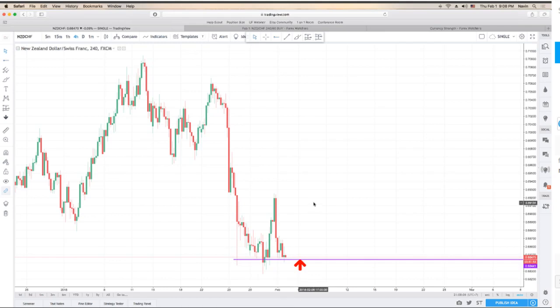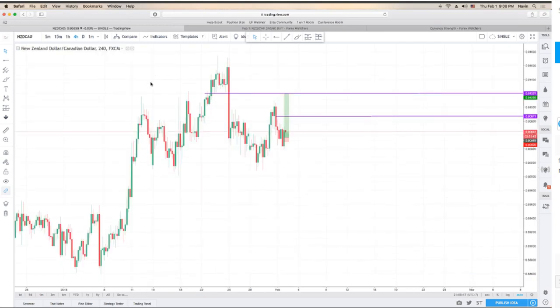Now, a couple things to remember. It might seem unusual, a lot of these techniques of buying in all these places. Even if you look at my New Zealand CAD, it looks like, why would I buy on such a strong down move? Or why are the buys happening there?